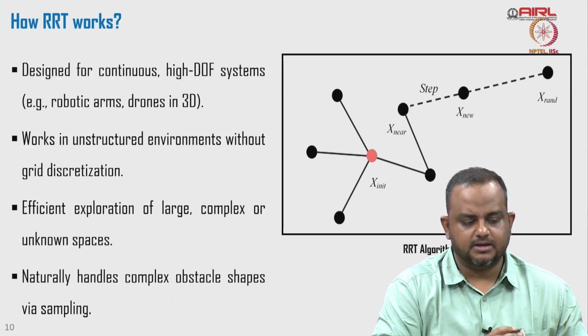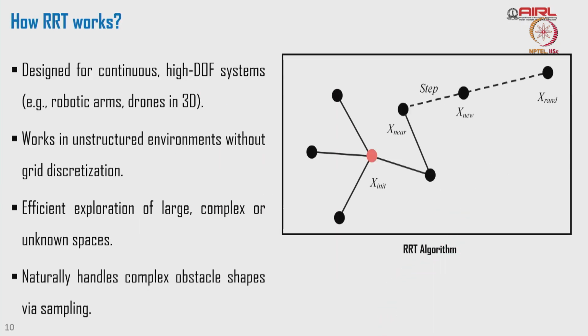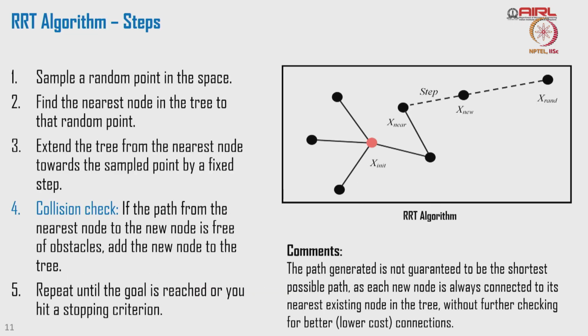How does RRT work? It is designed for continuous high degree of freedom systems like robotic arms and drones in 3D. It works in unstructured environments without grid discretization. Efficient exploration of large, complex or unknown spaces can be handled here, and it naturally handles complex obstacle shapes via sampling. Fine. So, we will see what the steps involved in the RRT algorithm are.